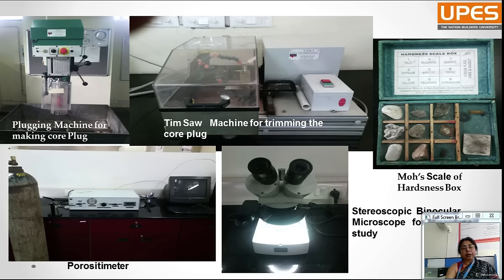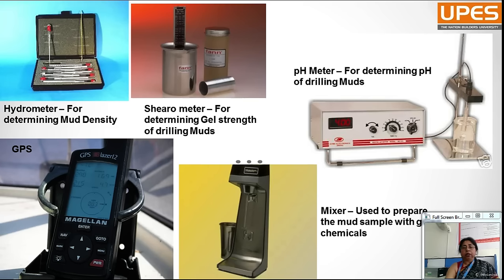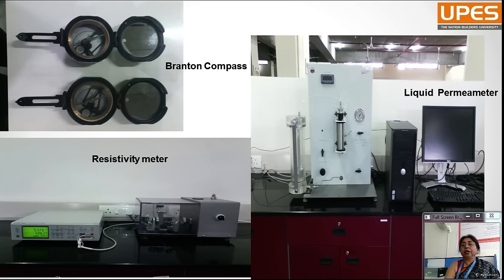So you have a binocular microscope. We have a hydrometer for determining the mud density, and a shearometer for determining the gel strength of the drilling mud. pH meter, we have GPS. So it is a very enriched lab, and you can do the lab work here. Brunton compass, resistivity meter, liquid permeometer. So it is a very rich lab we have got, and you can be exposed to this.